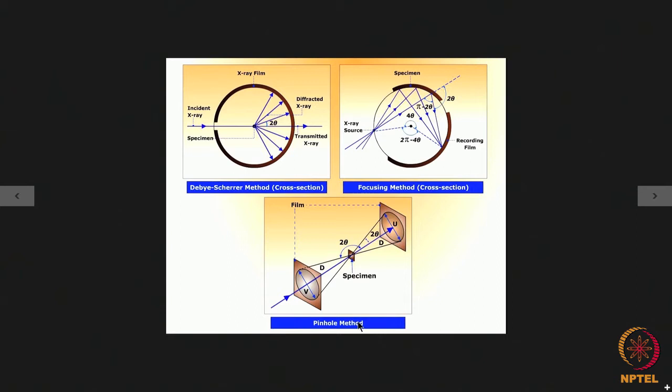Now, in case of the pinhole method, there are two variations. One is called the transmission pinhole, the other is called the back reflection pinhole. So in this case, we can have a big thin sample made up of a large number of crystals. The X-rays will go through the sample and produce diffracted radiation to be recorded in a film on this side, and all the diffracted radiation at the backward side will be recorded on a film placed in this position. This one is known as the transmission pinhole type. This one is known as the back reflection pinhole type.